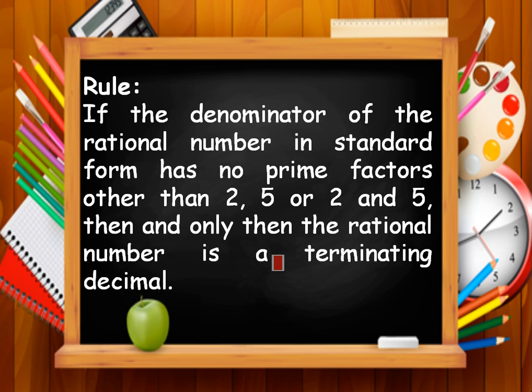So first of all, we will have to find out whether the rational number is in its simplified, standard form. Then we have to find the prime factors of the denominator, and if the prime factors of the denominator are 2, 5 or both 2 and 5, only then the rational number will be terminating. If we get prime factors of the denominator other than 2 or 5, then the rational number will be non-terminating. I want all of you to remember and memorize this rule because this is very helpful.